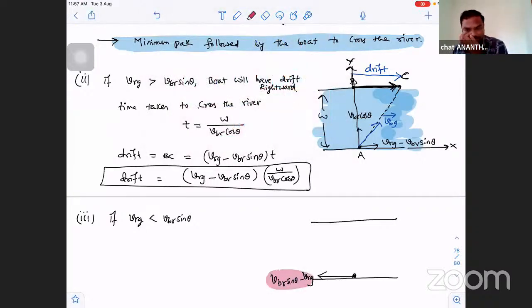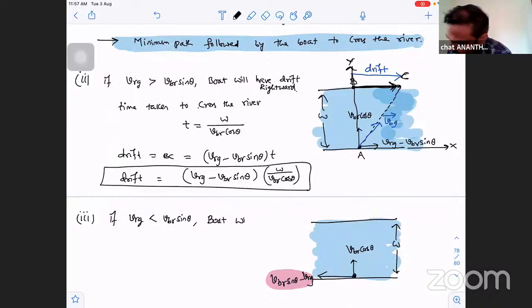So this is important. That is correct. So now what is the other velocity? VBR cos theta. With this velocity, it will cross the river of width W. So then I can write down, both will have drift. So now velocity is there leftward. So both will have drift leftwards. Okay. Then what is the time taken to cross the river?